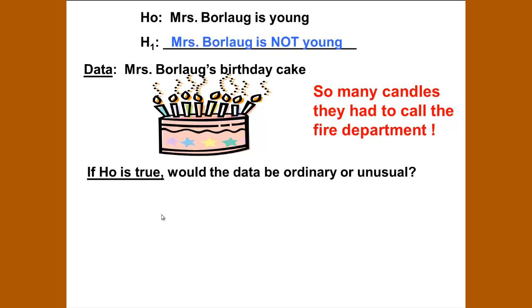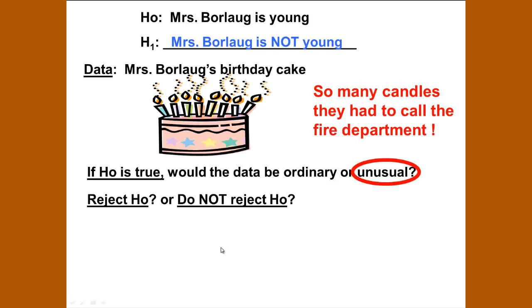If H0 is true, would the data be ordinary or unusual? We want to look at the data and decide if it's ordinary or unusual. In this case, having so many candles on the cake that you needed the fire department would be unusual. And since it's unusual, we would think something was up for that to occur if both statements were true. Therefore, would we reject or do not reject? We would reject H0.